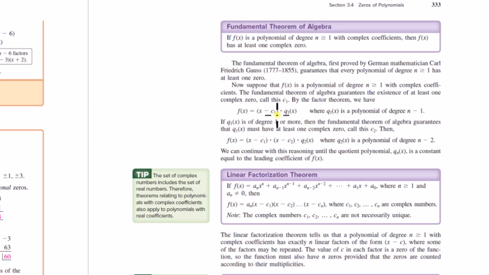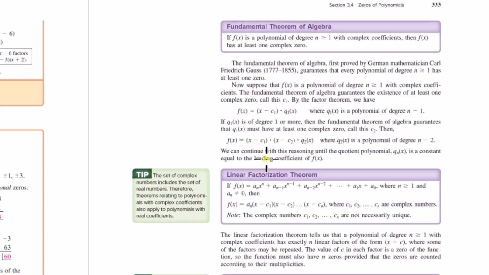If this still has a degree greater than or equal to 1, it's going to 100% have, according to what they're calling the fundamental theorem, at least one 0. Call this C2. You factor that out, and there's Q2. And then same thing, you get another quotient. If that has degree n minus 2 from the n of the original polynomial, and that has degree greater than or equal to 1, it 100% has a factor or a 0. So you can just do this over and over and over again until you get to the quotient having degree less than 1, which means it's just a constant.